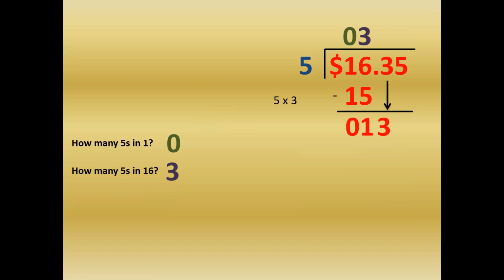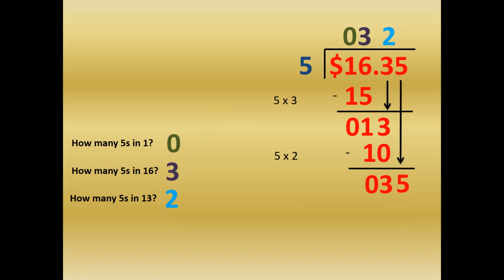Take down our 3. So how many 5s go into 13? 2, so we put a 2 above the 3. 5 times 2 is equal to 10. Subtract 13 minus 10, which is equal to 3. We have to take down our 5.